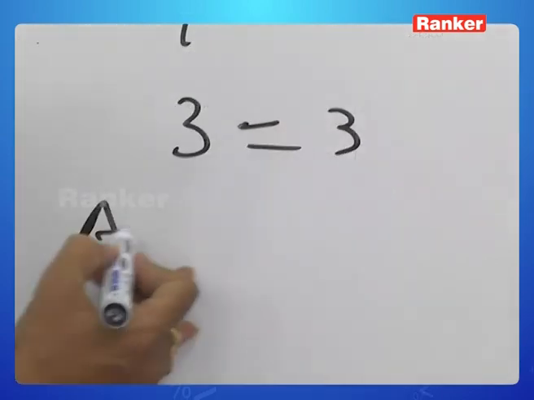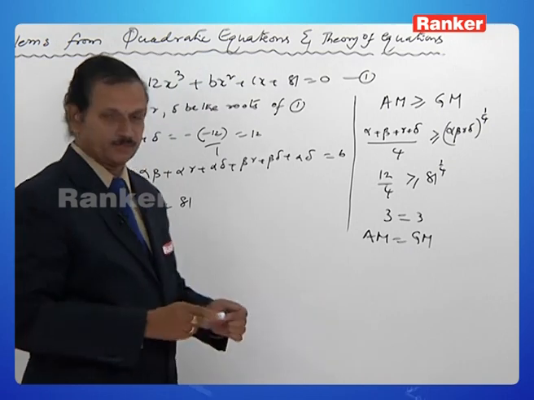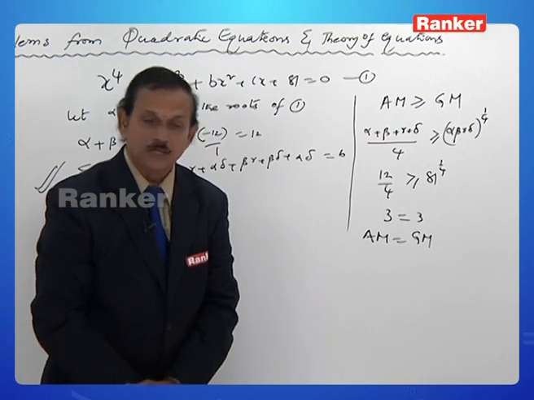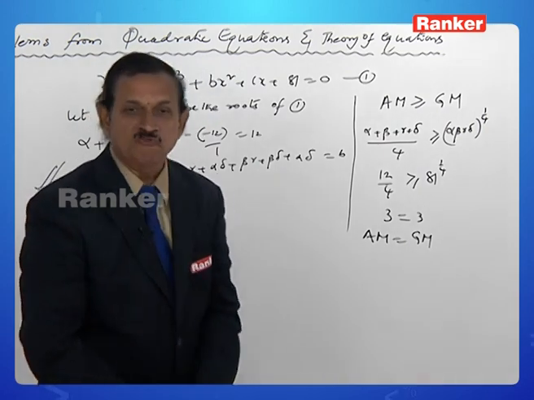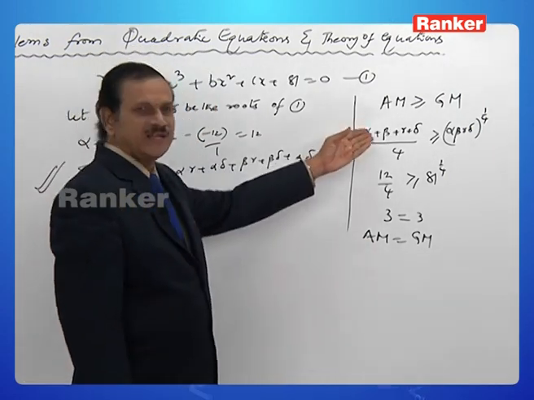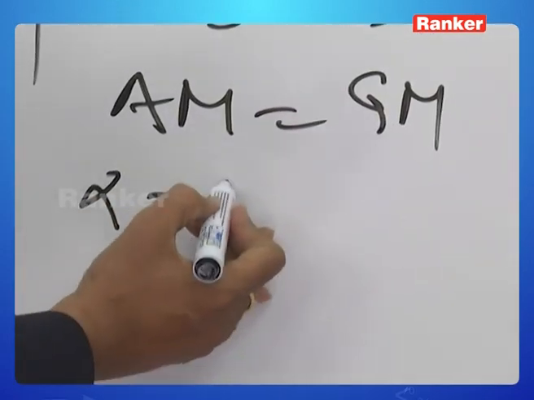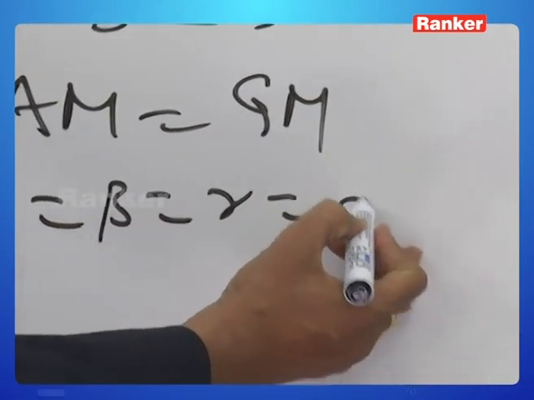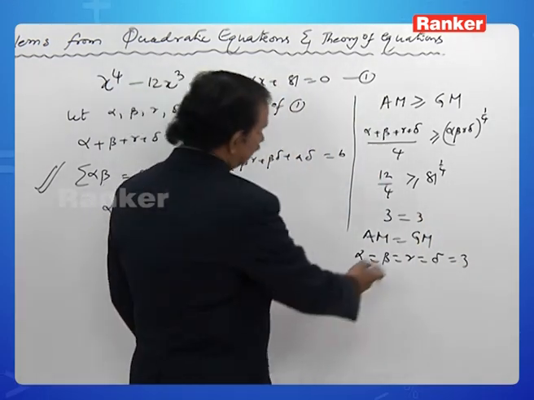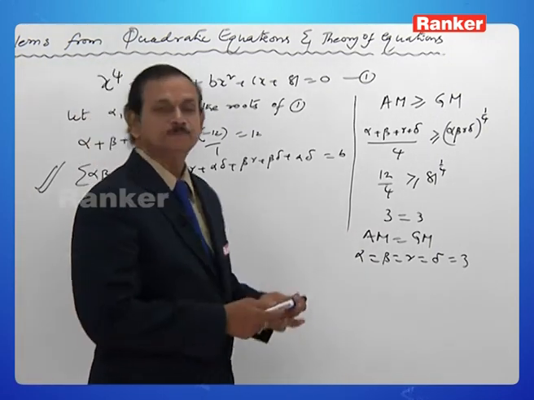Therefore, what could you observe here? AM is equal to GM. As and when arithmetic mean and geometric mean are coinciding, we notice that all the numbers involved in that discussion are equal. What are the numbers involved in the discussion here? Alpha, beta, gamma and delta. Therefore, what can you say? Alpha is equal to beta is equal to gamma is equal to delta, is equal to 3, of course, as the AM is 3 and GM is 3.